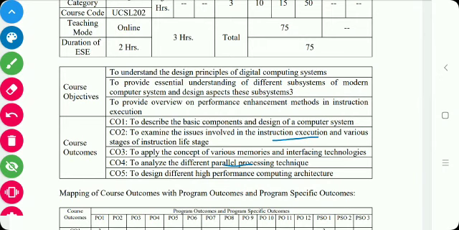Third is to apply the concepts of various memories and interfacing technologies. The fourth course outcome is to analyze different parallel processing techniques, and the last course outcome is to design different high performance computing architectures. Okay, so these are the course objectives and course outcomes. Now we will discuss the syllabus.